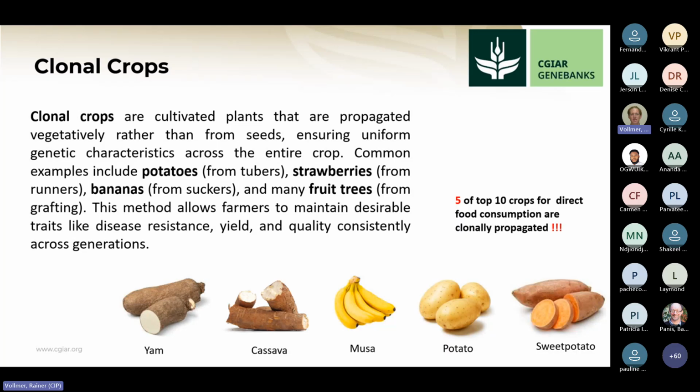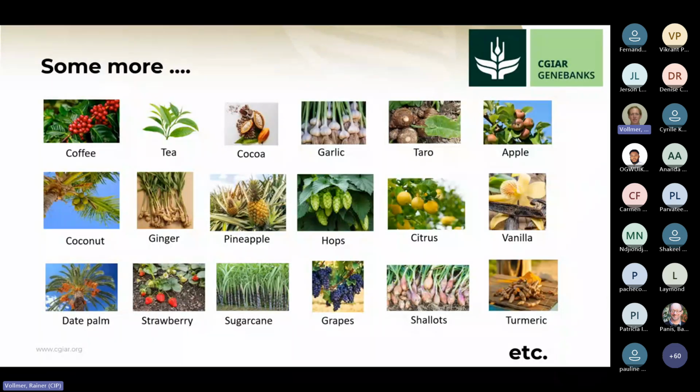Clonal crops are cultivated plants that are propagated vegetatively rather than from seeds, ensuring uniform genetic characteristics across the entire crop. There are some examples, and this method allows farmers to maintain desirable traits like disease resistance, yield, and quality consistently across generations. And it's really surprising that 5 of the 10 most important crops that are most frequently consumed by humans are clonal crops. You have them here below on the bottom.